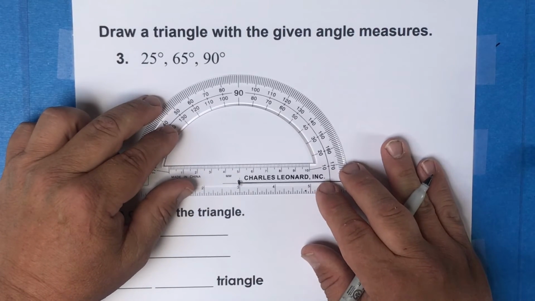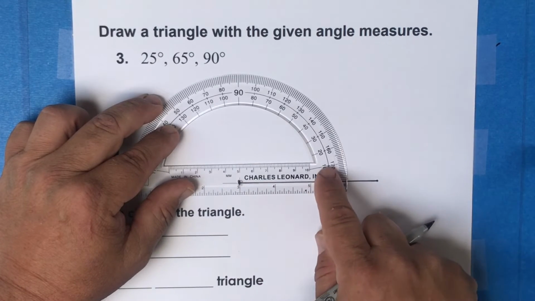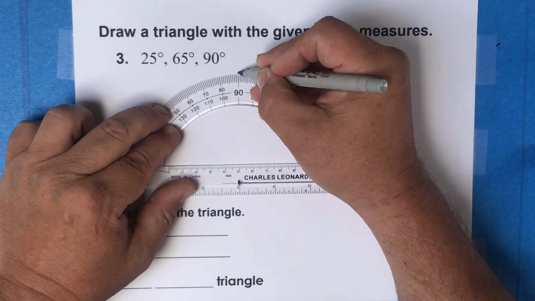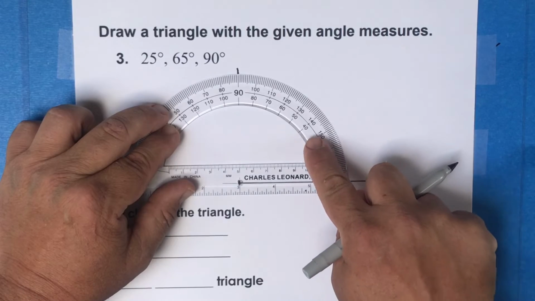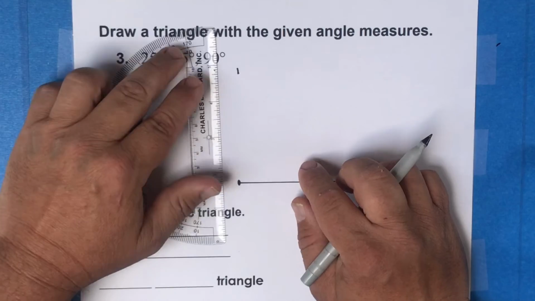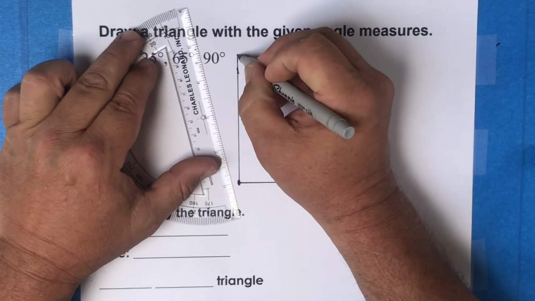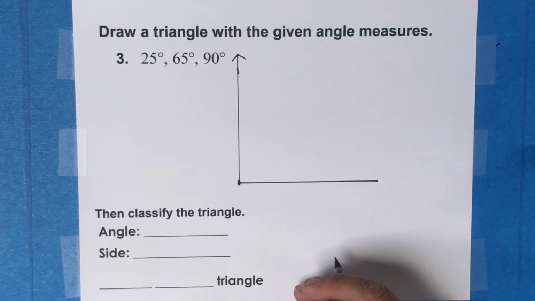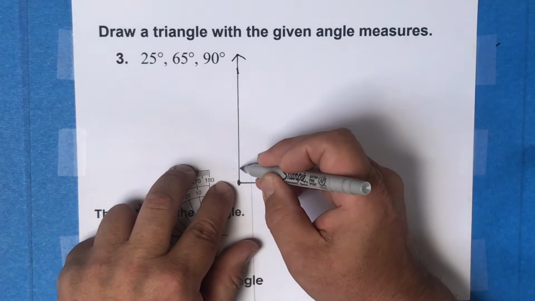So I'm going to line my vertex up. I'm going to make sure my ray goes through 0. Again, 0, 10, 20. I look and it goes through. And I'm going to measure my 90-degree angle. So I've gone up to 90 degrees: 10, 20, 30, 40, 50, 60, 70, 80, 90. So I'm going to line the vertex and that line up. All right, so there is a 90-degree angle.